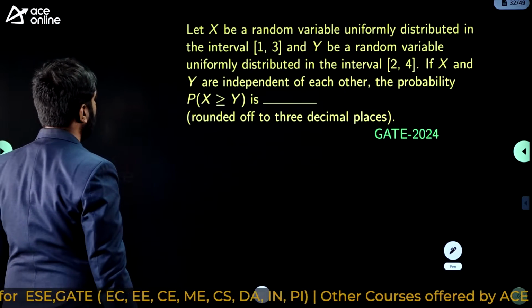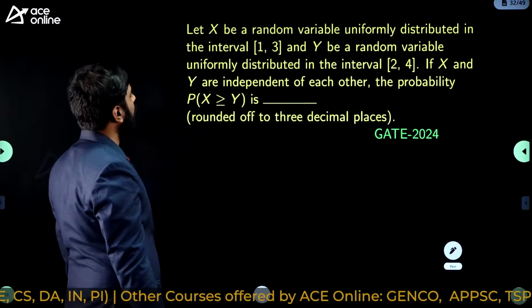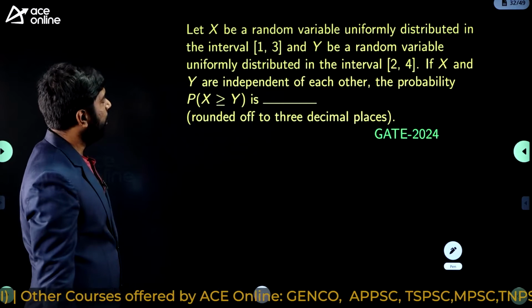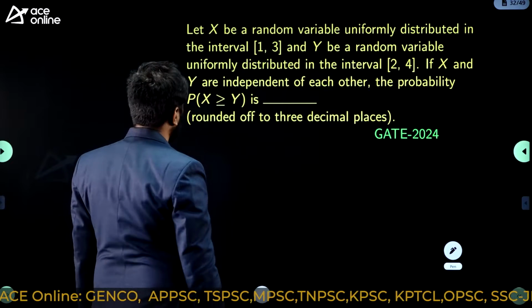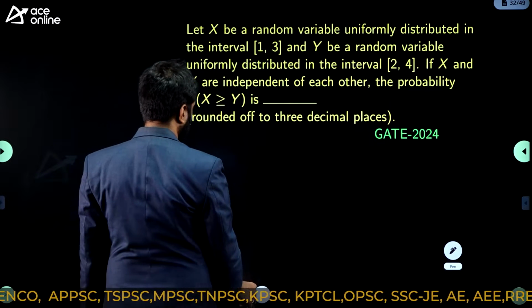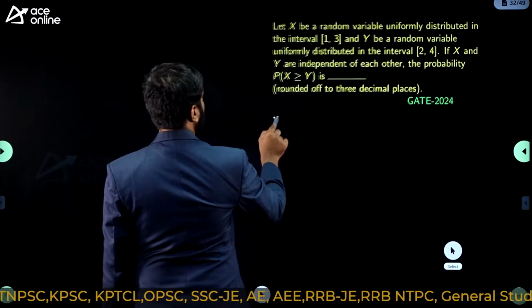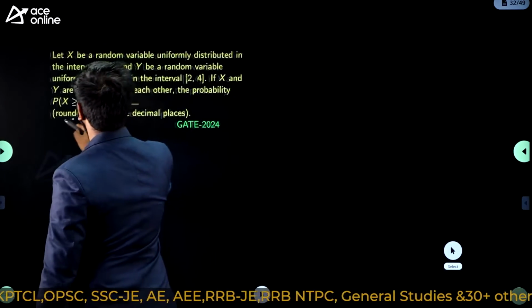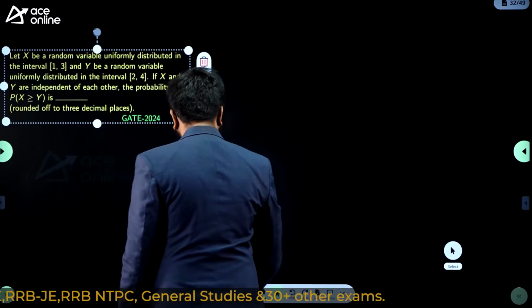Here they say that x is a random variable uniformly distributed in the interval 1 to 3. Y is also a random variable which is uniformly distributed in the interval 2 to 4. If x and y are independent of each other, then what is the probability of x greater than or equal to y? This pattern has repeated many times so far. So, how do you solve this in a simple way?